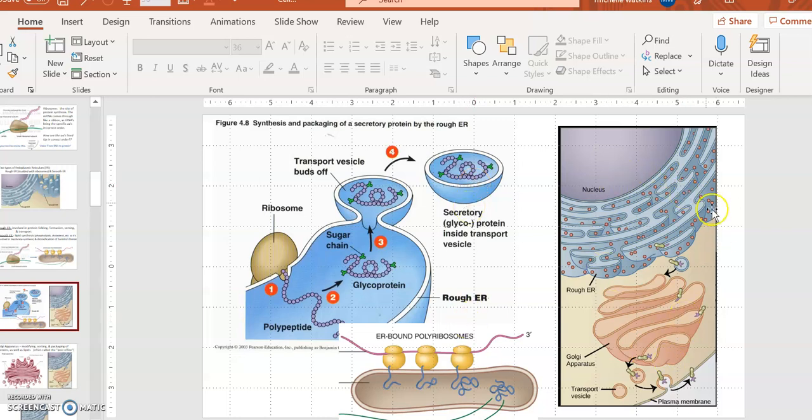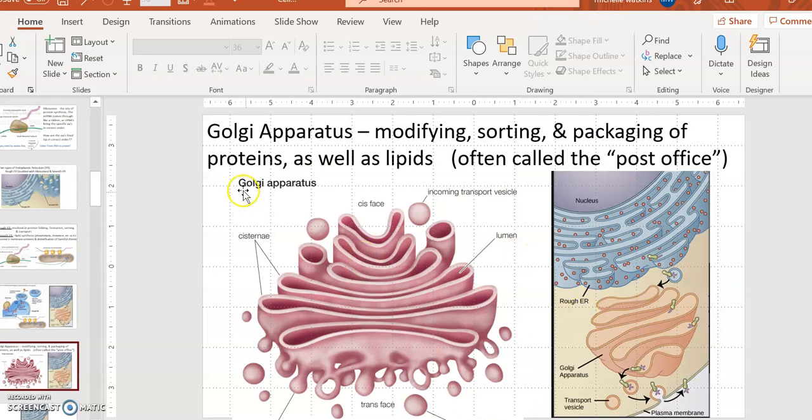Okay, so now this is the bigger picture. And let's look. So here was our protein being made. Then it was packaged. And where is it sent? This shows us the next step. So we left the rough ER and we're arriving at the Golgi apparatus. That's our next organelle. So here we are, the Golgi apparatus.